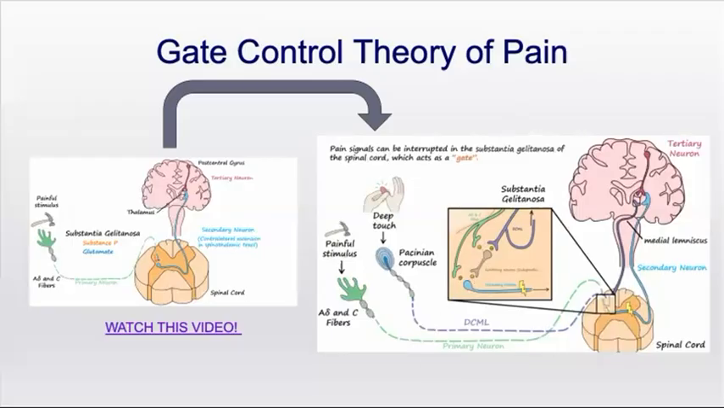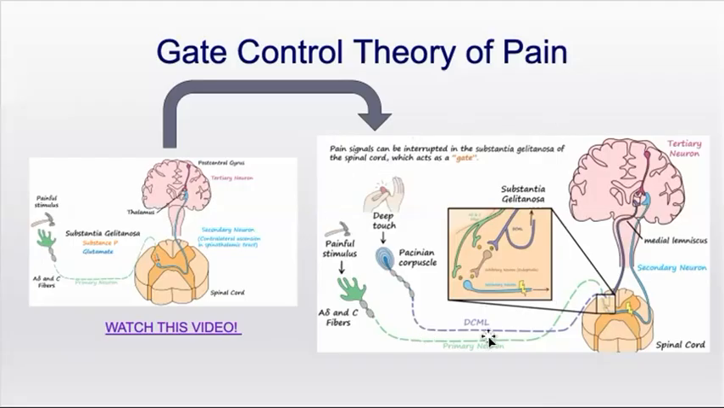It releases enkephalins. Enkephalins are the inhibitory interneuron neurotransmitter. And so those enkephalins will reduce the amount of substance P that's produced by the presynaptic terminal. It's also going to attach to the postsynaptic terminal and reduce the firing rate of that second order neuron that's transmitting the painful stimulus. Okay.